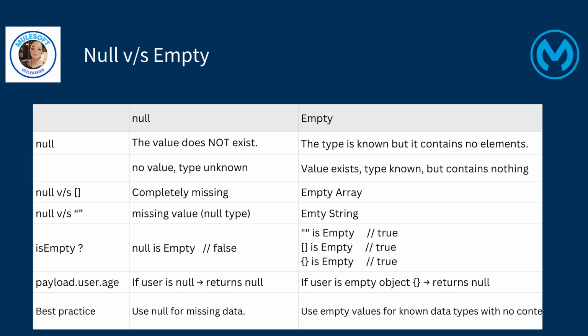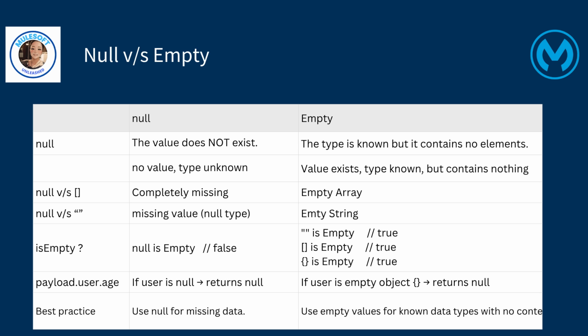Now let's go a level deeper, because in DataWeave, null and empty are not the same and they behave very differently. Null: value does not exist. Null means the value isn't present, the key doesn't exist, the field is missing entirely. DataWeave treats null as its own literal type. Real world behavior: you cannot iterate over null, you cannot access fields on null, many operations will return null or throw errors. You must handle it using default, safe navigation or conditional logic.